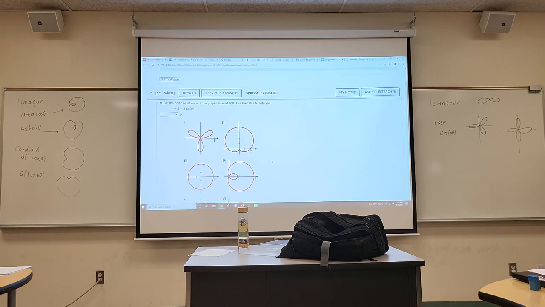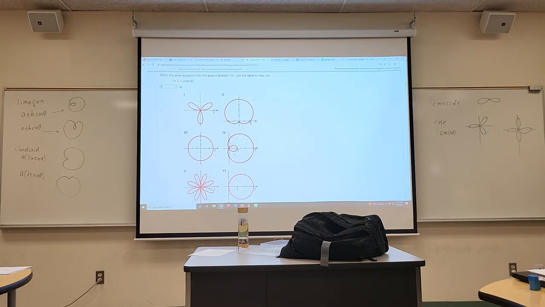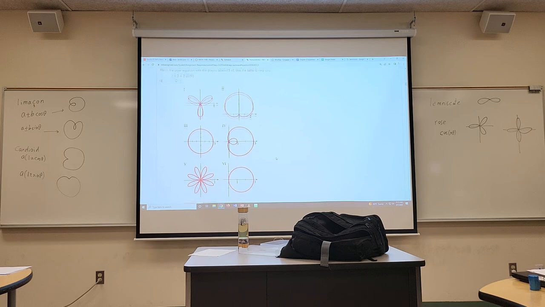Wait, always hits the pole? The notch in the cardioid, yes, will always hit the pole. Likewise, the point of intersection where the limaçon twists over itself is always going to be at the pole.